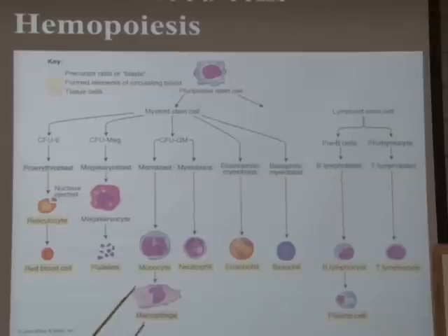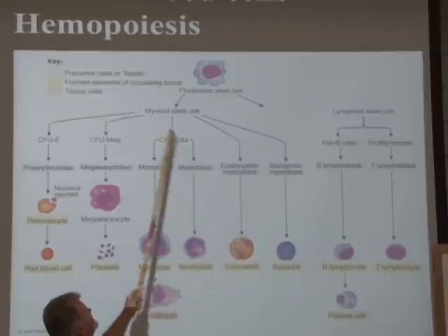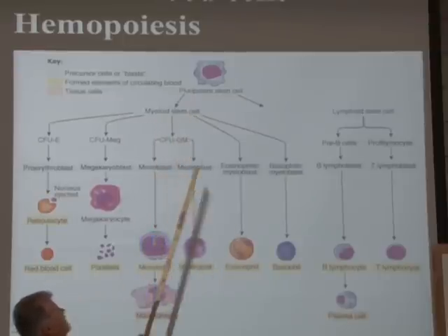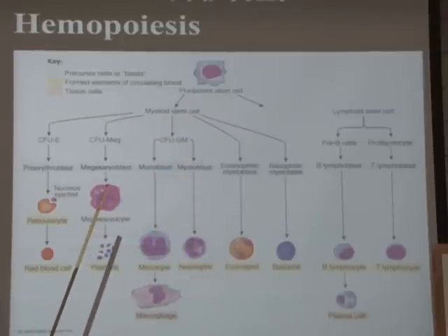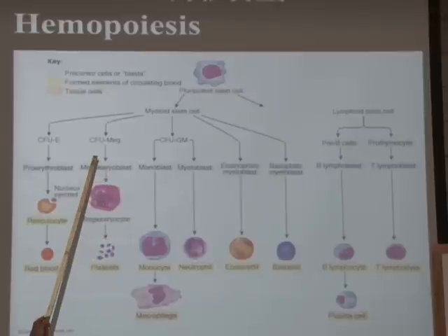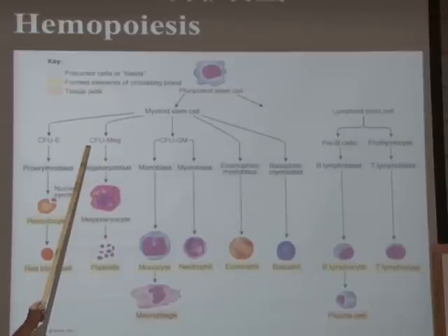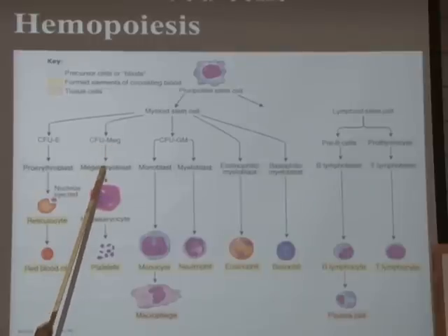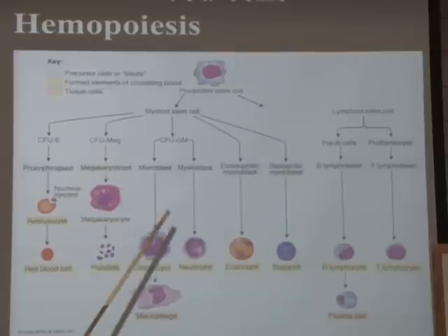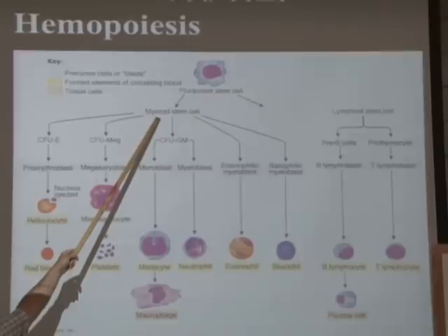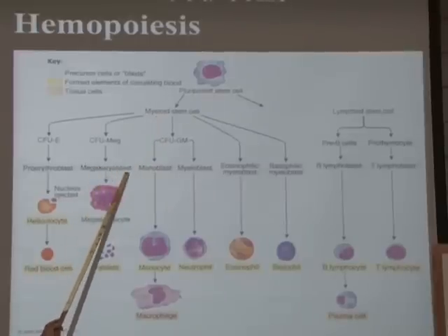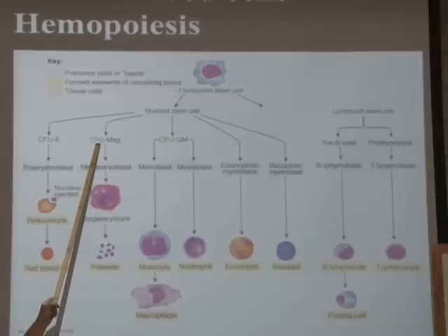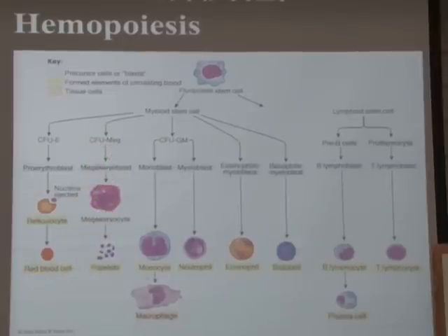Right. So what we need is some white blood cells and platelets. What we have to do is take the same stem cell, the myeloid stem cell, and give it a different chemical communication that will convert it. CFU again is colony forming unit, and then MEG for megakaryoblast. So we can convert a myeloid stem cell to a megakaryoblast if we use CFU-MEG, right?